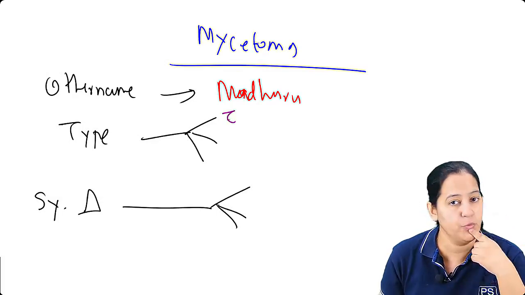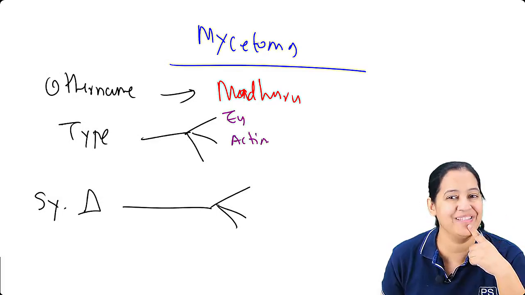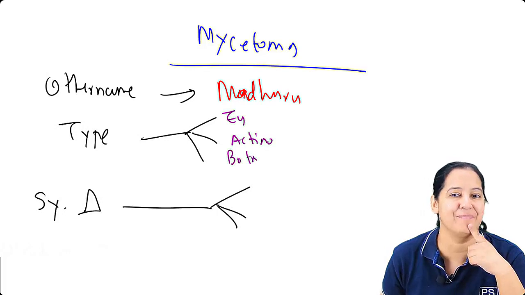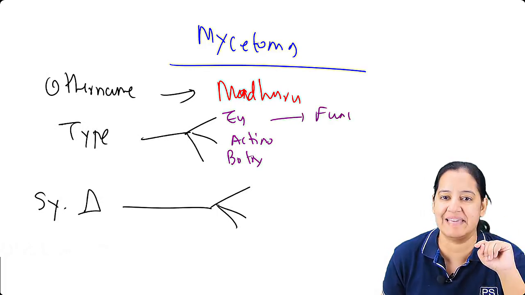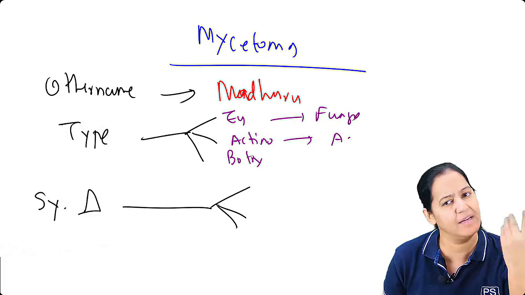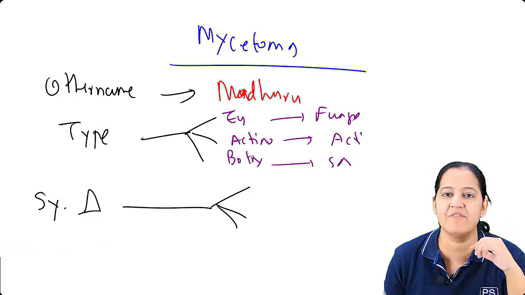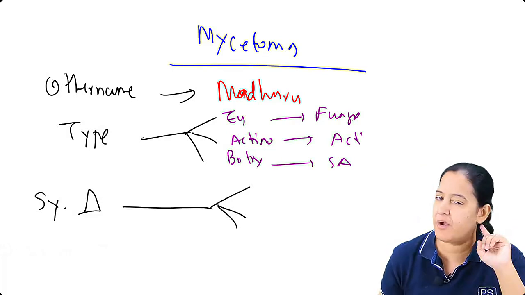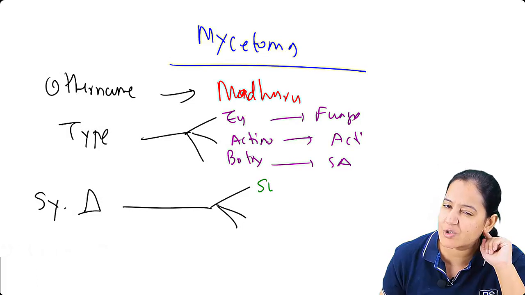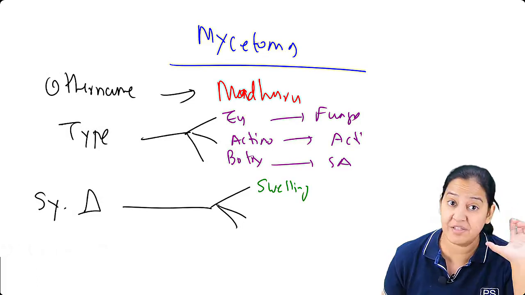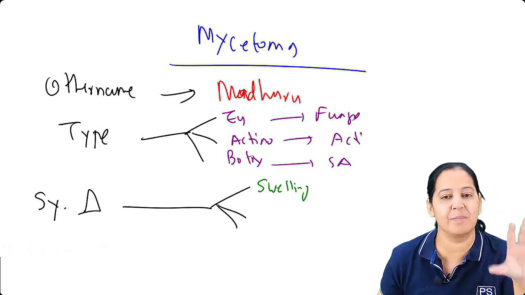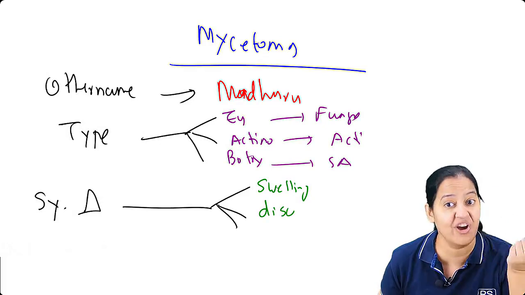The three types are eumycetoma, actinomycetoma, and botryomycetoma. Eu is caused by fungus. Actino is caused by bacteria, that is actinomycetes bacteria. Botryo is caused by Staph aureus. The triad you have to tell me: there is a tumor-like swelling, number one. Imagine the diagram. Inside the swelling, multiple sinuses. Don't say only sinus, say discharging sinus to be specific.